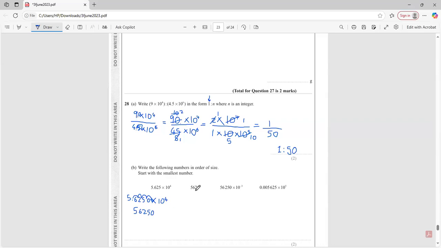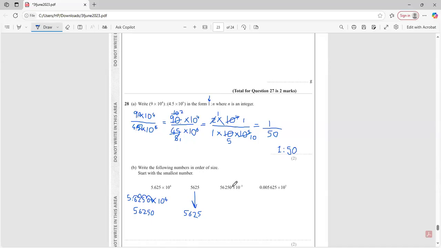Next, this guy is already in non-standard form, so just bring this down. It's just 5, 6, 2, 5. Next, we have our guy here, times 10 raised to power minus 3. Now, I seem to have some luxury of space here.